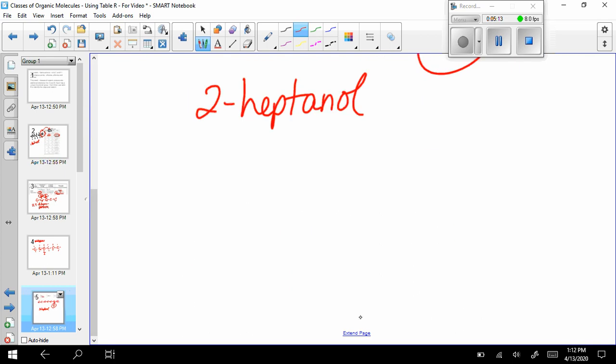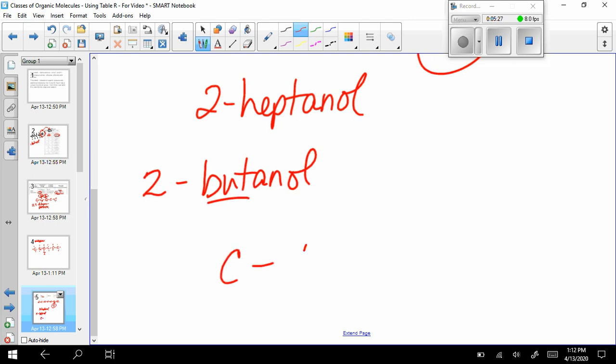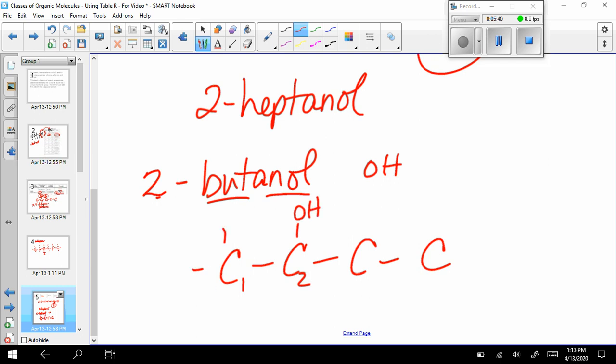And here's another example where I give you a name. So let's say I have 2-butanol. So but tells me 4. 1, 2, 3, 4. Anol tells me that it has an OH on it, and 2 tells me the second carbon gets it. So here's my second carbon, OH. And then I fill in the rest of the spaces with just hydrogens. All right, next one.